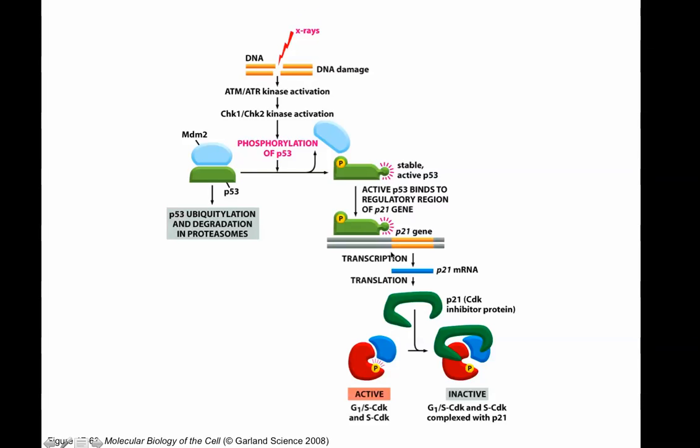P53 is going to turn on a gene called P21. So P21 is another tumor suppressor gene. And P21 sequesters and stops the activity of cyclin CDKs so that they cannot tell the cell to synthesize its DNA. And if a cell is not synthesizing its DNA, it's not going to divide.